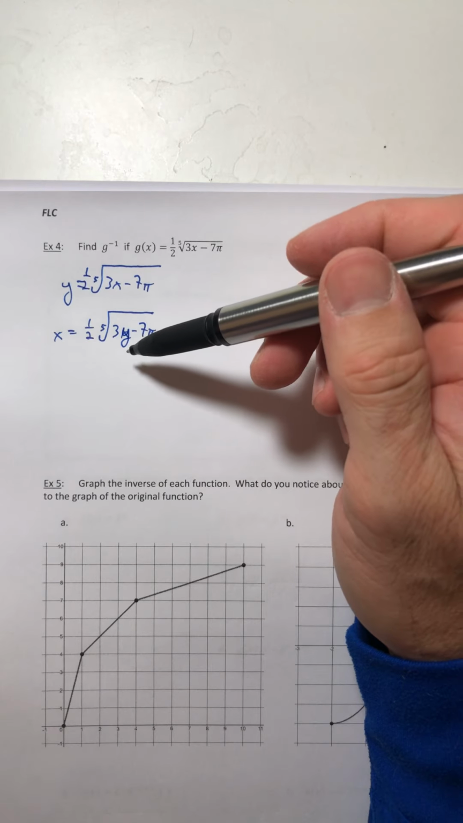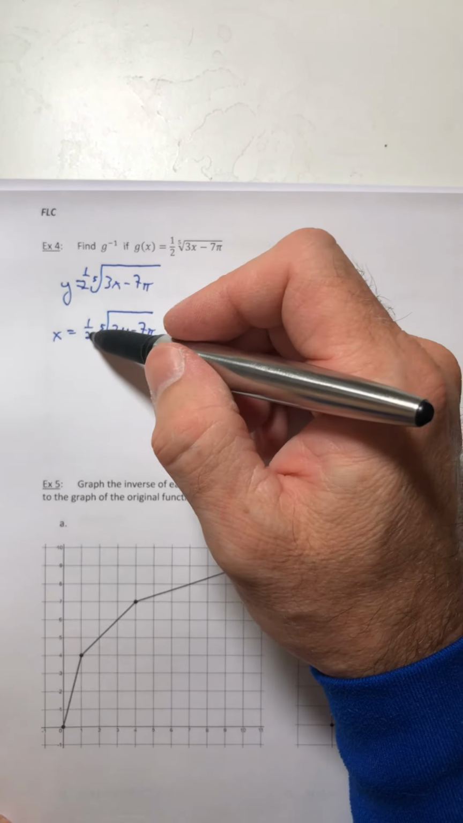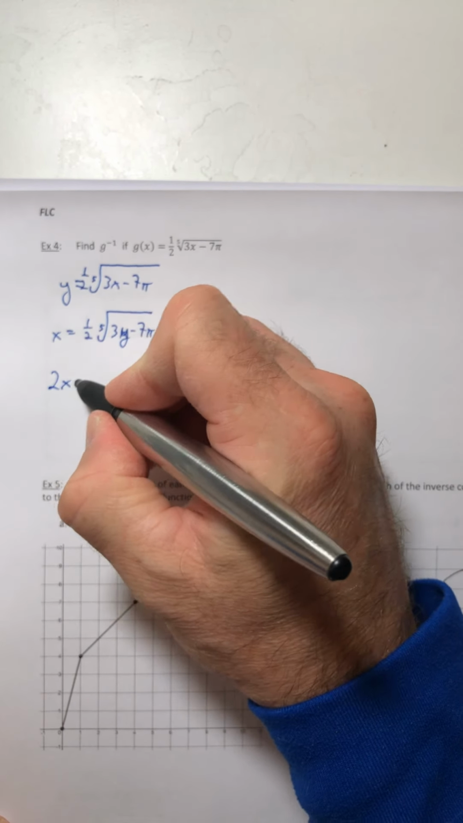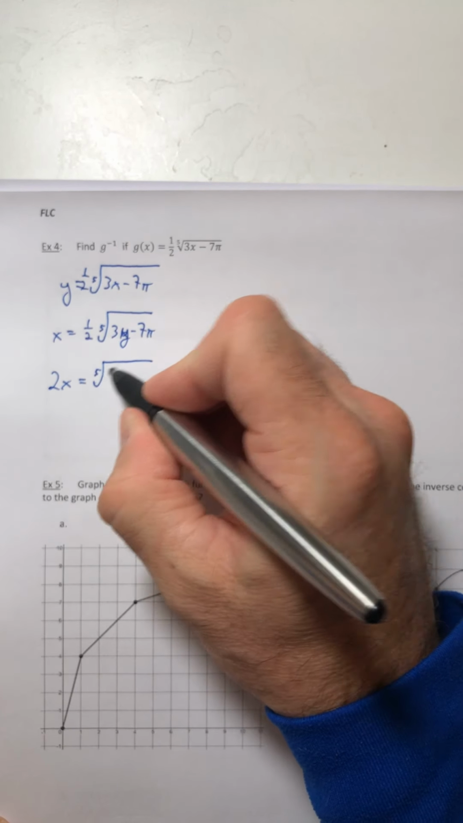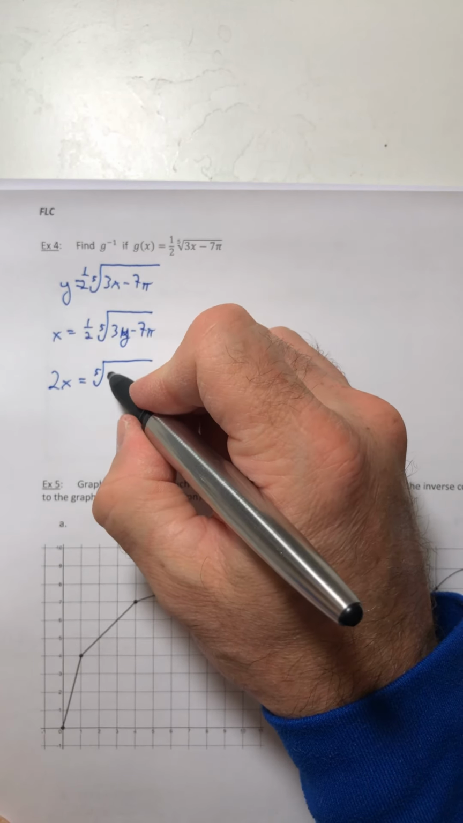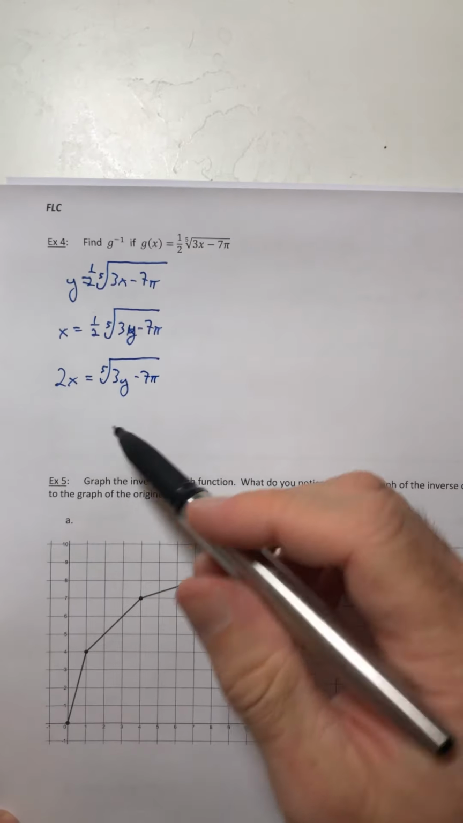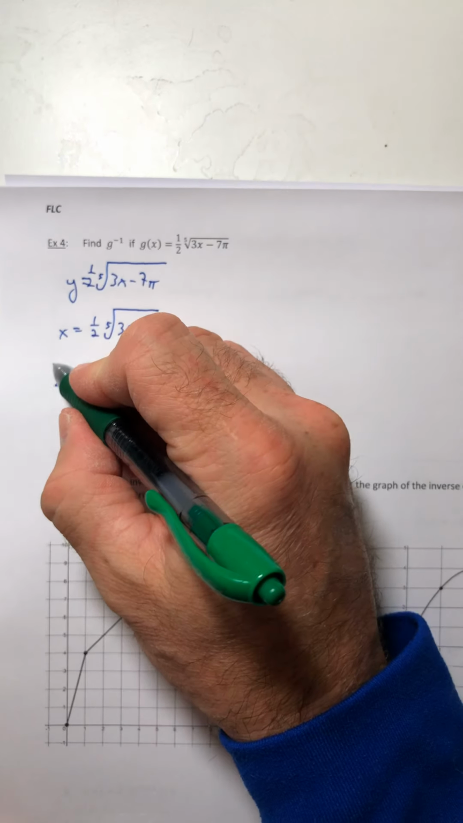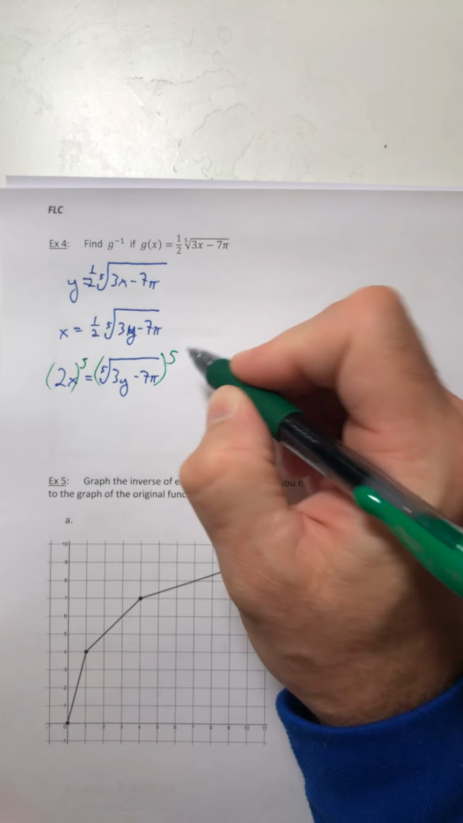And now I can try to solve for the y. So first let's get rid of the 1/2, just get rid of that fraction. So let's multiply everything by 2 on both sides. So we've eliminated the fraction and we have the radical by itself. So now to get rid of the radical, I'm going to raise both sides to the 5th power.